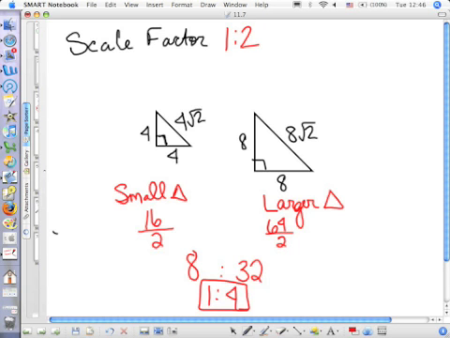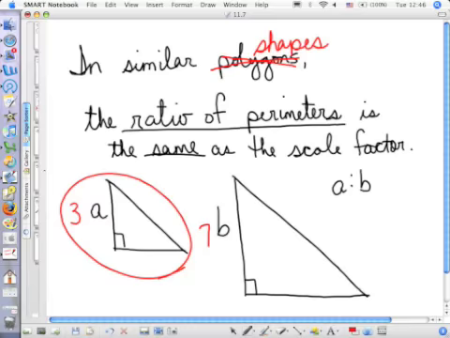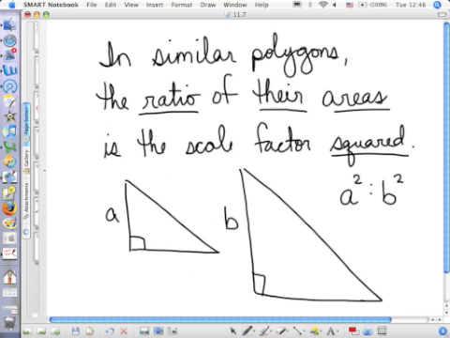Exactly. What is area? What do we always put on the back side of area? Square. Inches squared. Feet squared. It's two-dimensional. It's square footage. Square whatever. So, the second part of our theorem says that in similar shapes, the ratio of their areas is the square of the scale factor.